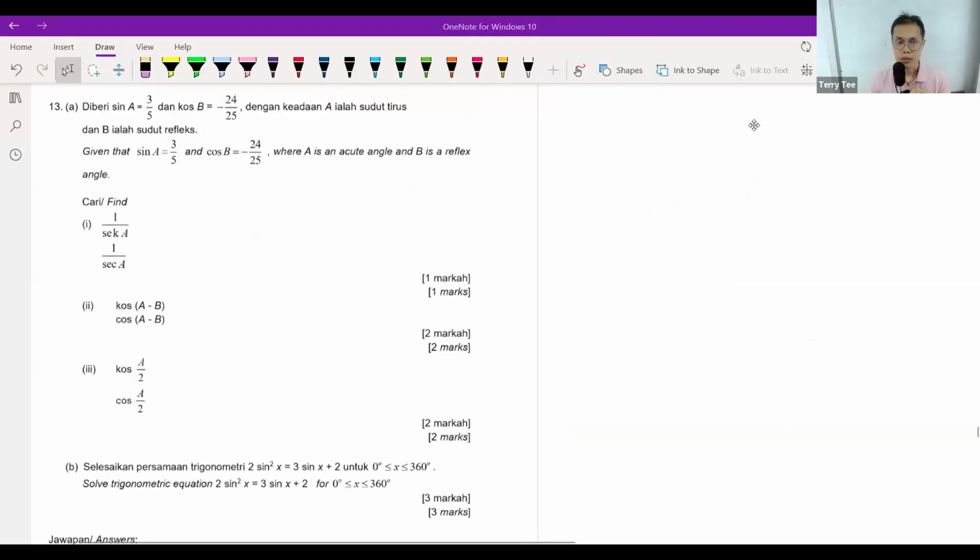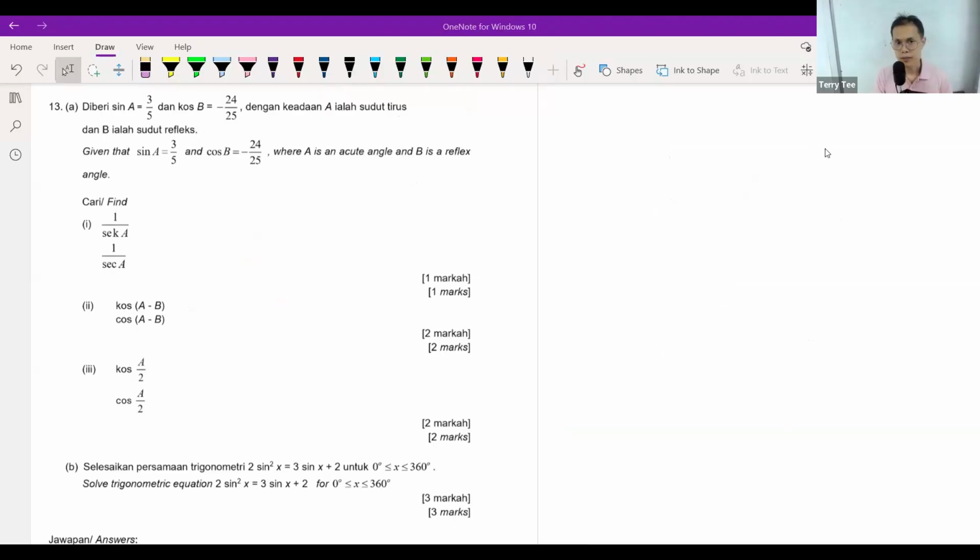Okay, let's continue with question number 13. This is from Form 5, Chapter 6, Trigonometric Functions. So here we are given sine A is 3 over 5, cos B is negative 24 over 25, where A is an acute angle, B is a reflex angle, and you're supposed to find secant of 1 over A.